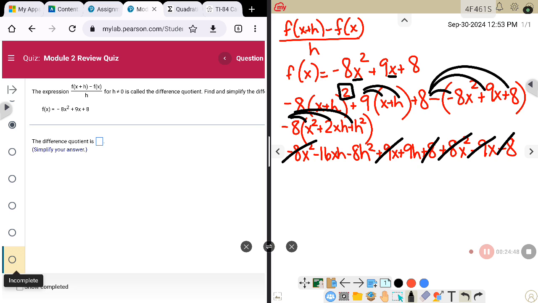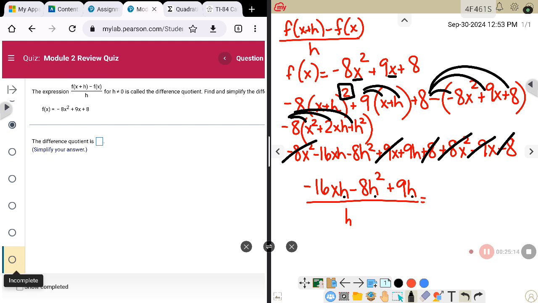So now let's rewrite what's left, which is negative 16xh minus 8h squared plus 9h. And when you put in the denominator, which is h, what I notice is that every single term in the numerator has an h in common.